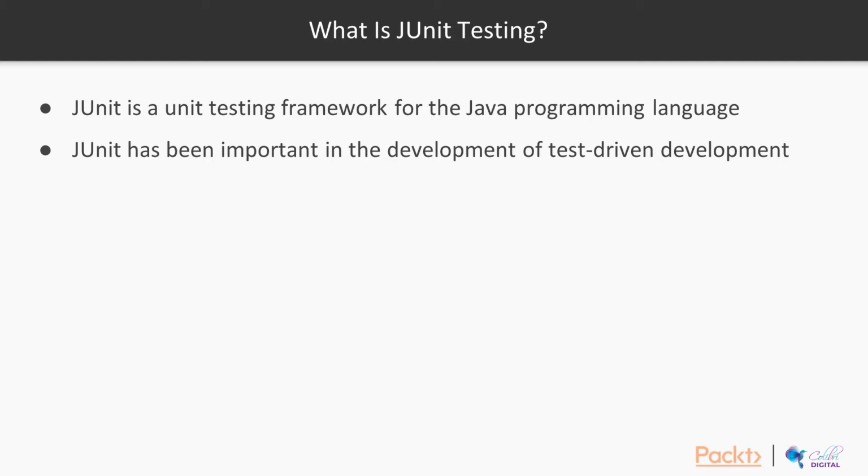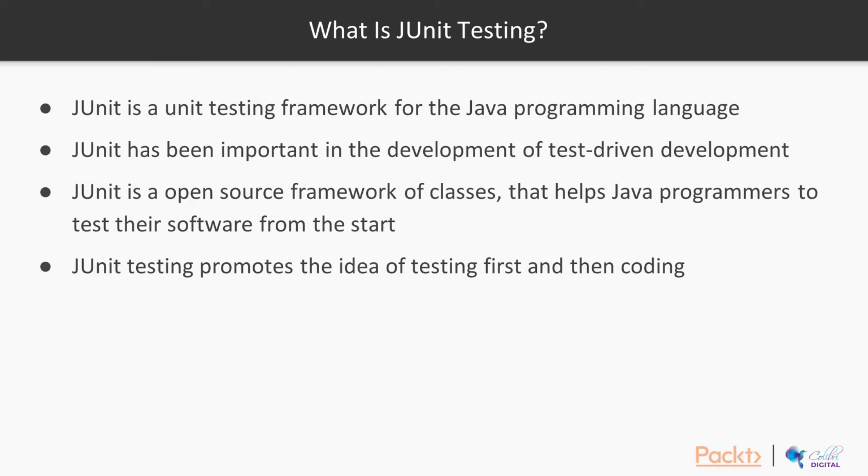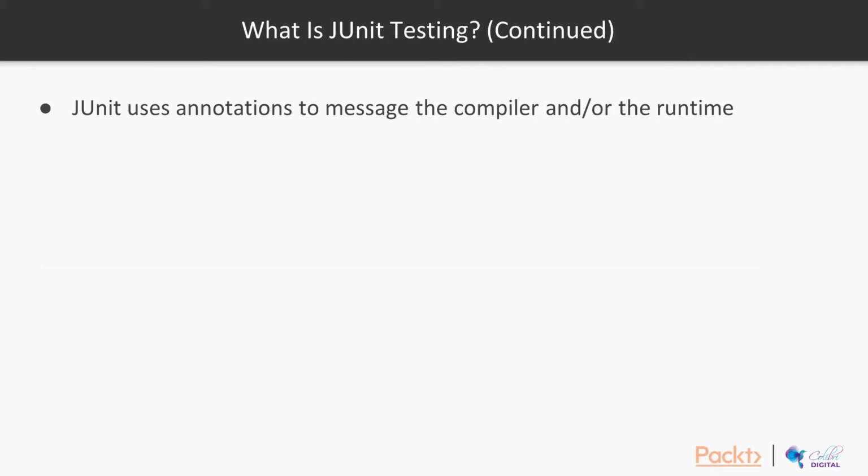JUnit has been important in the development of test-driven development, which has become very popular in programming, where we often write tests first before we actually code the classes. We'll know what tests work up front. The JUnit set of classes is open source. Unit testing promotes the idea of testing first, then coding. Also, JUnit uses annotations to message the compiler and/or the runtime. I'll go into a little bit about annotations as we use them, but they are very easy to understand.